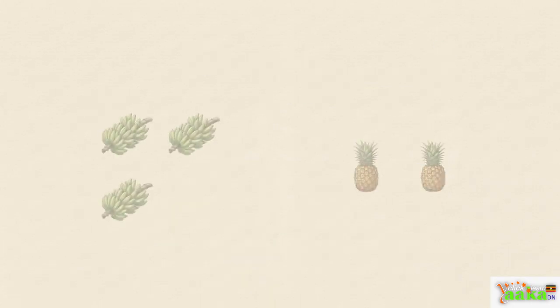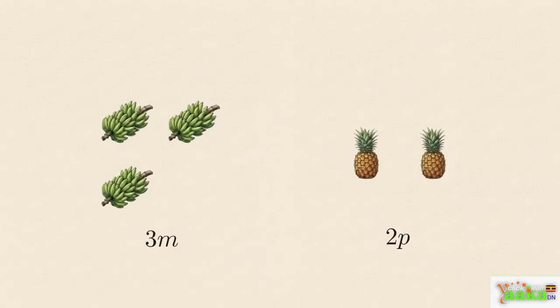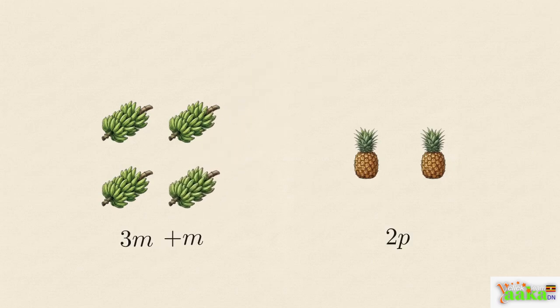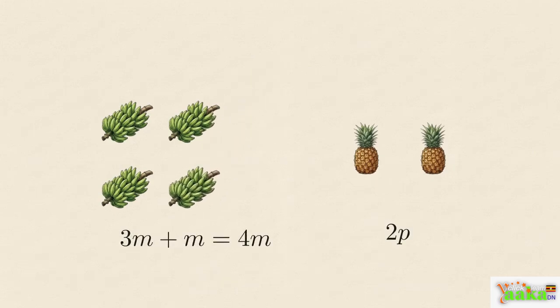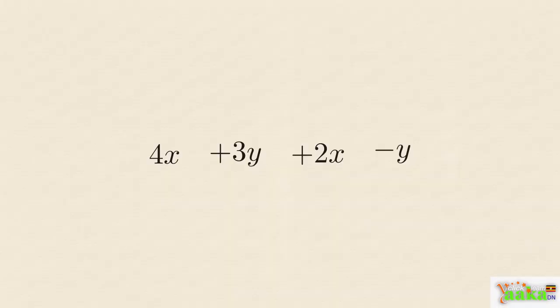This shows 3 matokes and 2 pineapples. In algebra, you only add or subtract items in the same family, called like terms. Add 1 more matoke and we group it with the others. 3m plus 1m is 4m. The pineapples stay separate. A term sign is permanent.